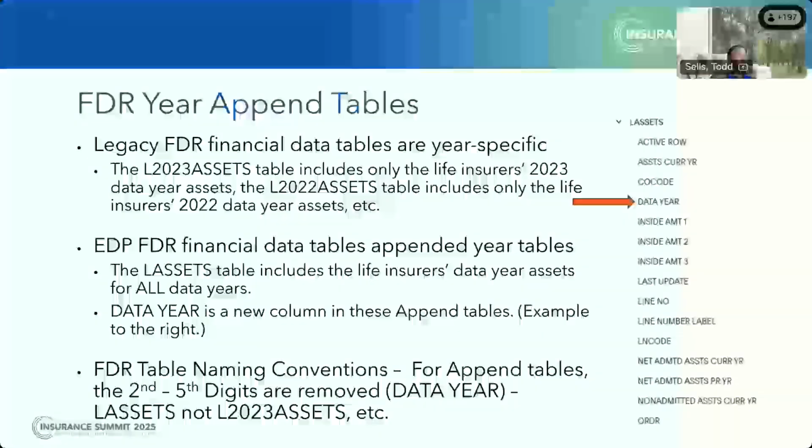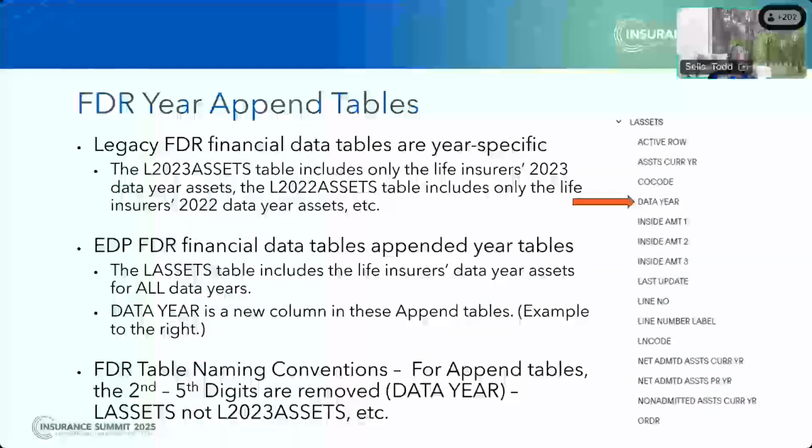So one of the first things we did in bringing the financial tables over into the enterprise data platform was we collapsed all those year-specific tables. We're calling those append tables because we take the live 2023 assets table and the live 2022 assets table and the live 2021 assets, et cetera, and we append them all into one table called L assets, right? And then that includes all the data years of asset data in that one single table. To do that, we had to include a brand new column name in that L assets table for data year so that you can delineate data year 2023's assets data in the life statement type from data year 2022 life assets data, right? So that's one of the things we've done.